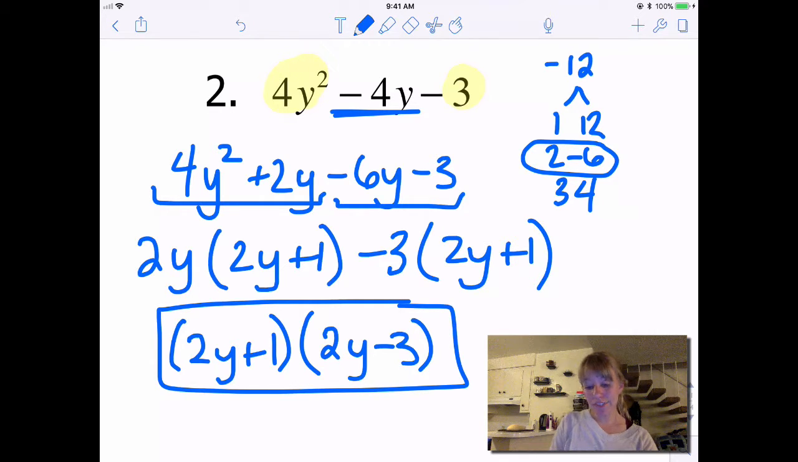So notice that this is very similar to putting add multiply and factor by grouping together. It's just that one extra step of our AC, multiplying that first times that last number.